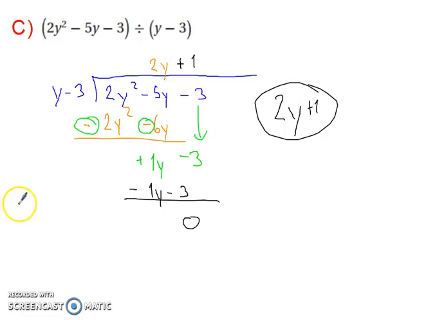And there you have it. The process is still the same. Please be careful. When you're subtracting, if it's minus a negative, it's like adding the opposite, so adding a positive. So if you have negative 5y minus negative 6y, you're going to end up with 1y.